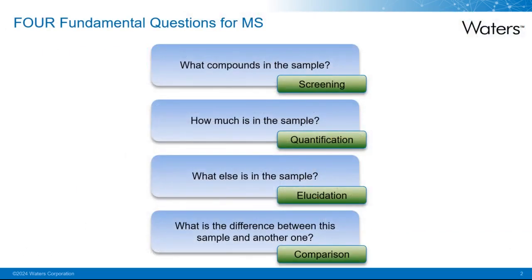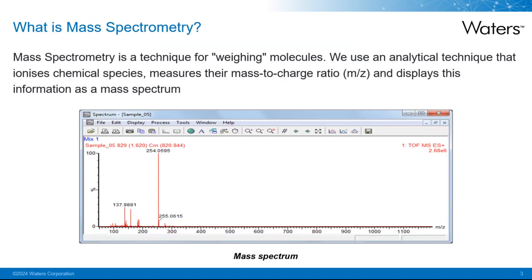So let's begin then. When it comes to sample analysis, we're often tasked with answering one or more of these questions. What compounds are in the sample, so screening, how much is in the sample, quantification, what else is in the sample, and what is the difference between this sample and another one. And mass spectrometry is one of the techniques that we can use to do this.